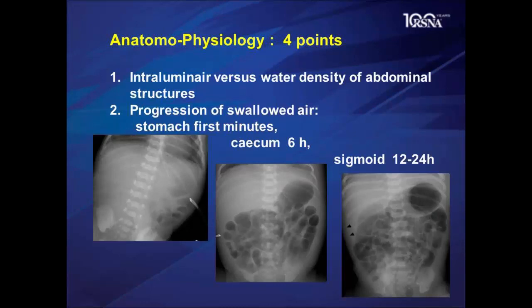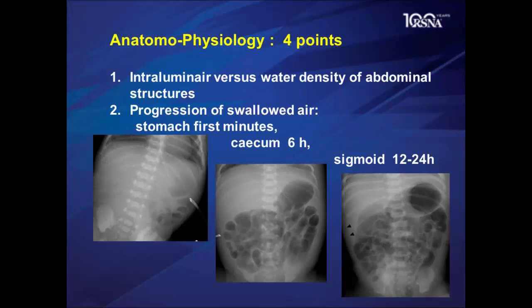It's always nice to refresh our reflexes when we look at an X-ray of an abdomen of a baby, with in mind those important features. Number one, we follow the air in the GI tract. So we'll consider the topography of the intraluminal air versus the water density of the abdominal structures, essentially the viscera, not forgetting about the bone structures.